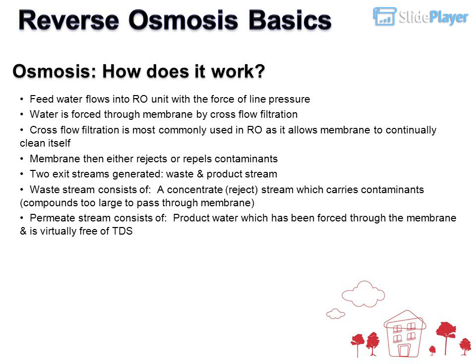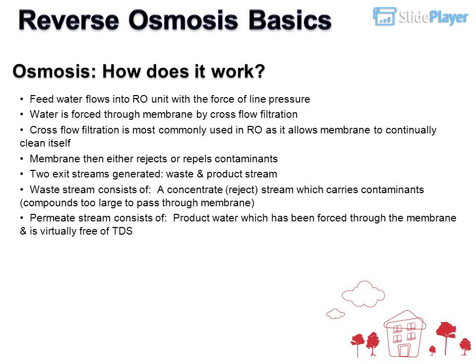Osmosis, how does it work? Feed water flows into the RO unit with a force of line pressure. Water is forced through the membrane by cross-flow filtration. Cross-flow filtration is most commonly used in RO as it allows the membrane to continually clean itself. The membrane then either rejects or repels contaminants.